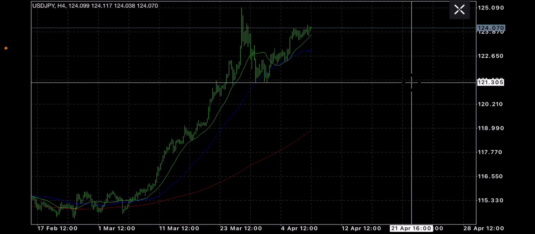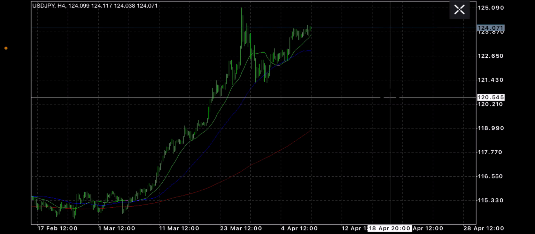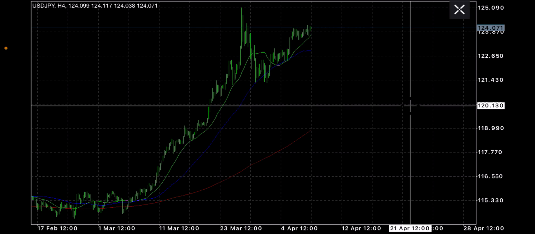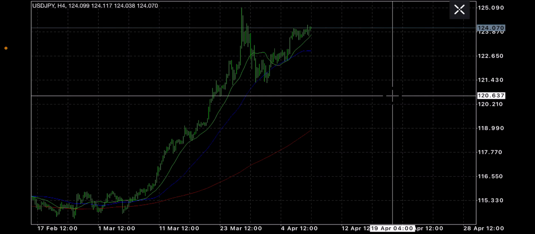Once we get in this general area here, we're going to have to see what the fundamentals are going to be, because that's going to solely dictate whether we continue to go down or continue to head back into the long position.